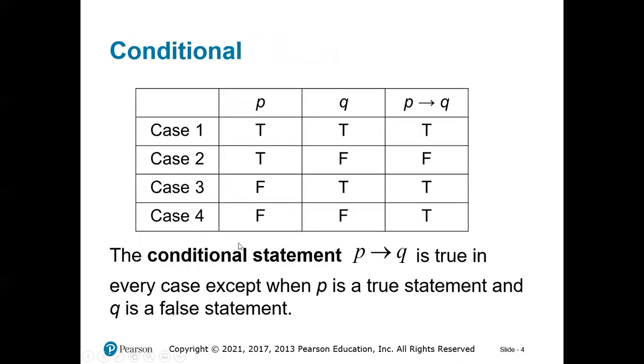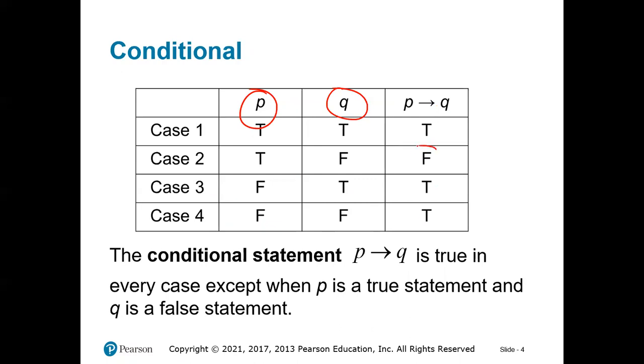Okay, here is the truth table of the conditional. If you have a conditional, you have two statements, P and Q. Either both of them are true, which is case 1. The first one is true and the second one is false, which is case 2. Case 3 is when P is false and Q is true. And the last case is when both of them are false. So if you have true conditional true, it is true. If you have false conditional true, it is true. And if you have false conditional false, it is true.